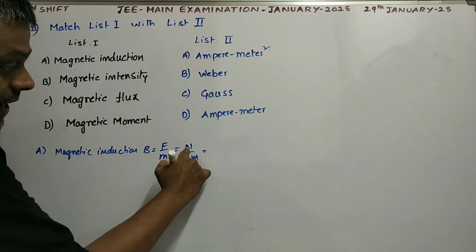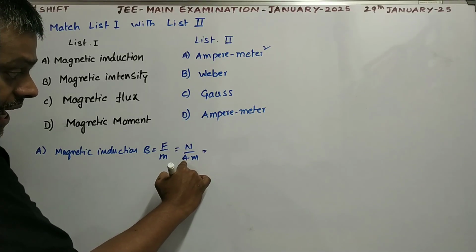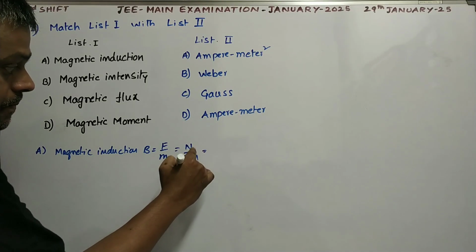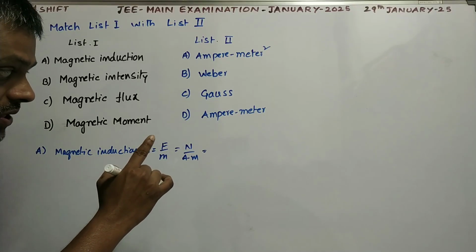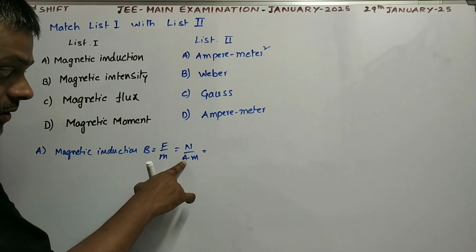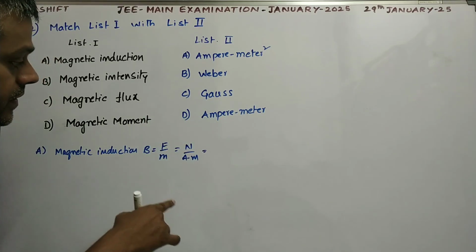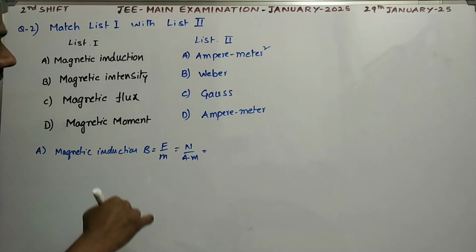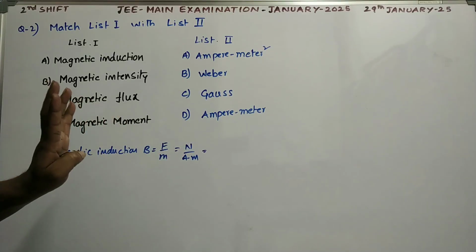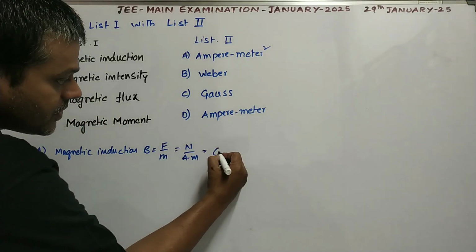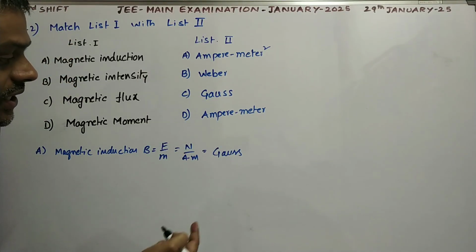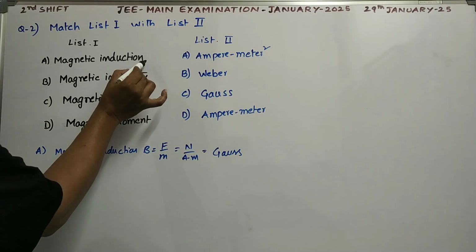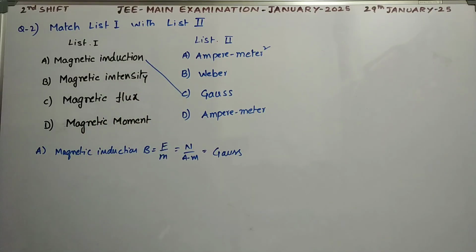That means if the force acting on a pole of strength 1 ampere meter is 1 Newton, then the magnetic field intensity at that point is equal to 1 Gauss. So the other unit is Gauss. That means 1 Newton by 1 ampere meter equals 1 Gauss. So according to this, the unit of magnetic induction is Gauss.